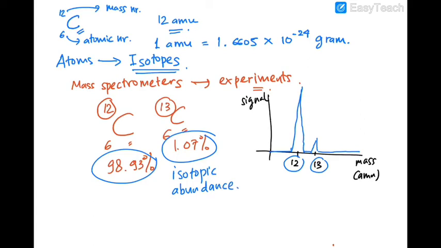So we have mainly the 12,6 carbon, which is 98.93%, and the rest is 1.07%, and that is the 13 carbon. So the mass instead is 13. And of course, based on this, you can also try to calculate the number of protons, the number of electrons, and the number of neutrons.